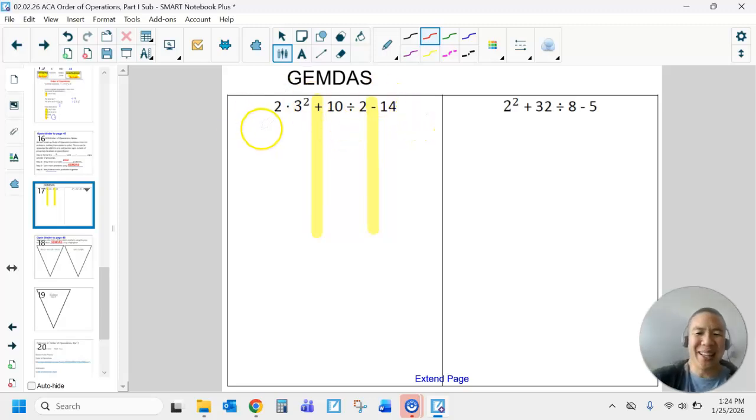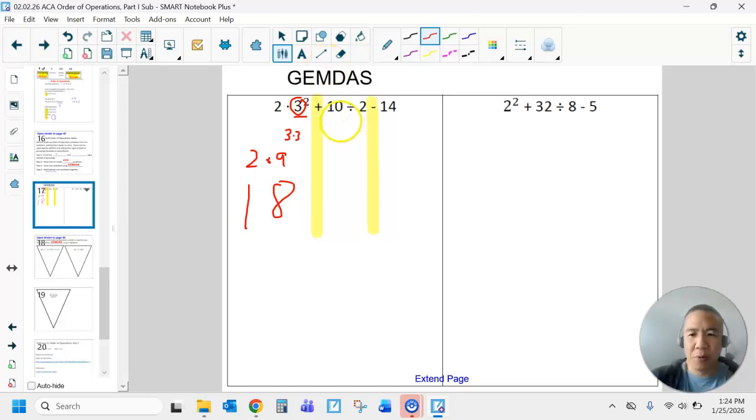Let's do the left side first. 2 times 3 squared. What is this exponent going to equal? So the base is 3. We write it twice. Does anybody know what 3 times 3 is? It's 9. So what's 2 times 9? 18. So the left mini problem or term is 18.